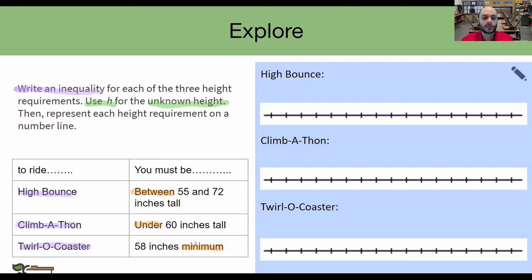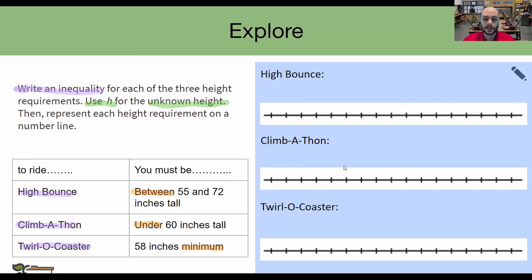So now that we have all the key information, and the things that you wonder and the things that you noticed out of the way, let's go and look at our number lines. You'll notice that these number lines all are blank. There are no numbers there, so we have to create our own numbers. Before we create our own numbers, first, let's figure out what is the inequality that matches High Bounce's height requirement. Please pause the video and let me know, what inequality did you create for High Bounce?